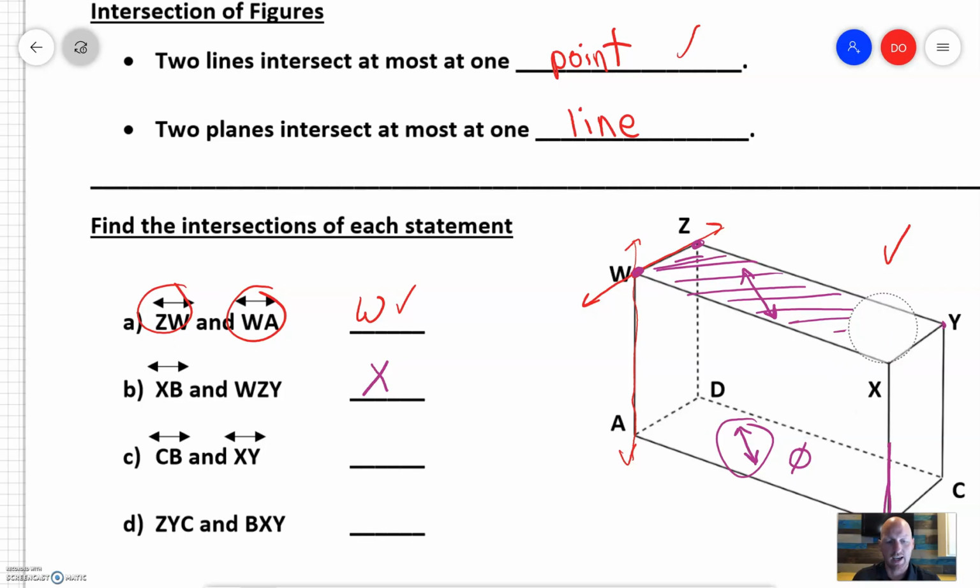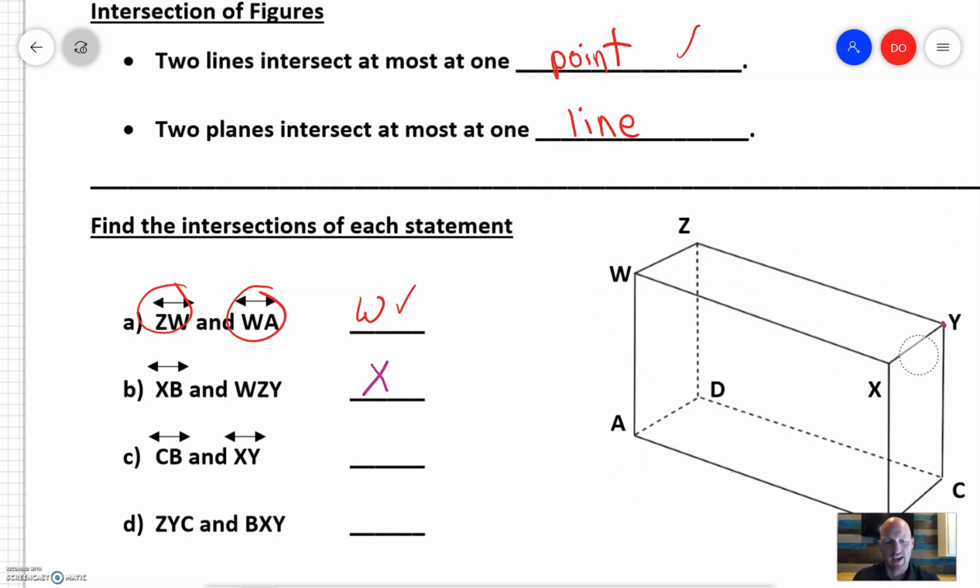Okay, so let's look at now part C. So now we have two lines again. So two lines are going to intersect at most at one point. It's possible the lines don't intersect. They could be skewed. They could be parallel, which we'll talk about shortly. But let's look at the two lines. We have line CB right over here, and we have line XY.